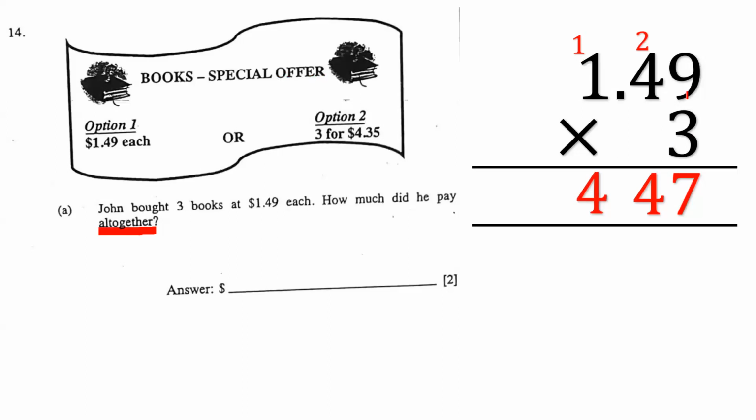And so because we deal with 2 numbers behind the decimal point, this decimal point is going to be right there. And so that means that the answer to this problem is $4.47. So for 3 books, with each one of them being $1.49, in total it will cost him $4.47. Okay, that's the cost for 3 books. Okay, let's move on to the next question.